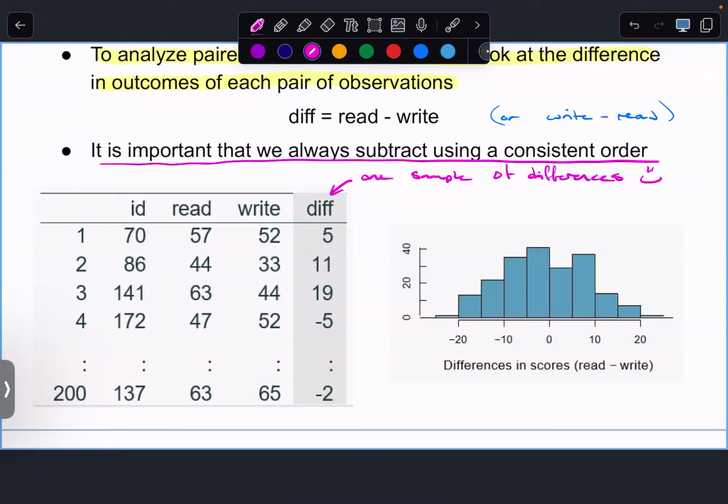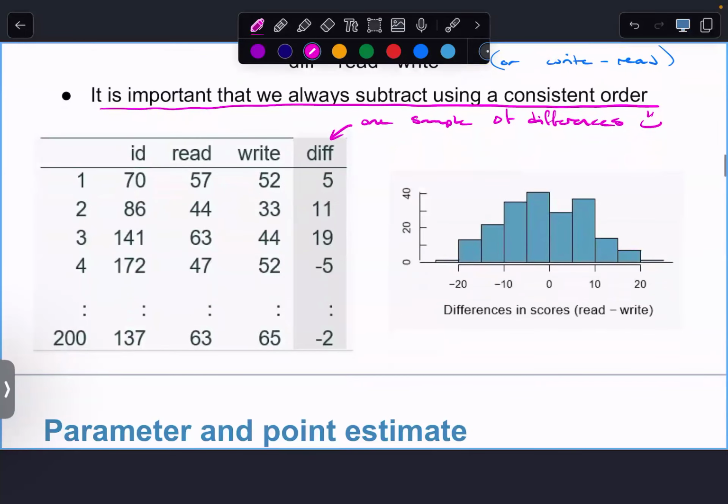But in terms of our calculations, you don't even really need the paired data section on your formula sheet. I put it on there just so that you can focus, but you don't need it because you just go back to the one sample mean situation. So we calculate the differences. A positive difference in this case means that the reading score was higher than the writing score, and a negative difference means that the writing score was higher than the reading score.